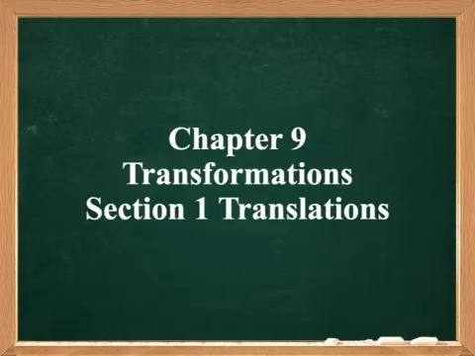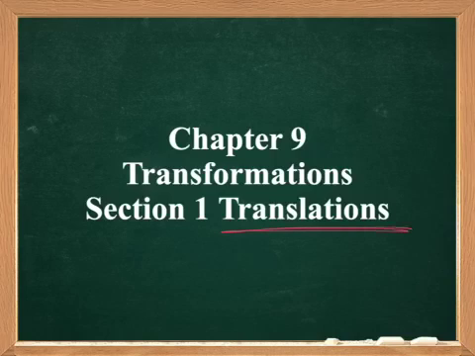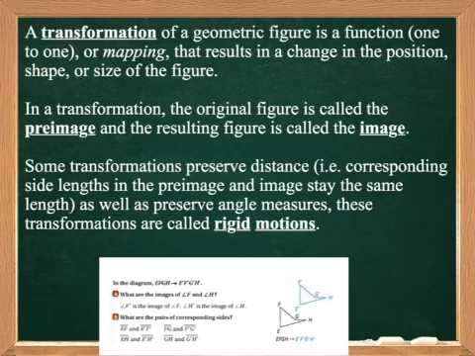Chapter 9, Transformations, Section 1, Translations, which are when you slide a figure. Just a few vocabulary reminders about transformations. A transformation of a geometric figure is a function. It's one-to-one. So if you put something in, you get something out, just like we did with functions last year in algebra. Or a mapping that results in a change in the position, shape, or size, this one's going to be for dilations, of the figure.